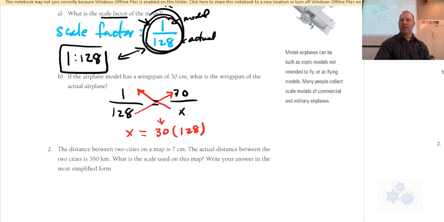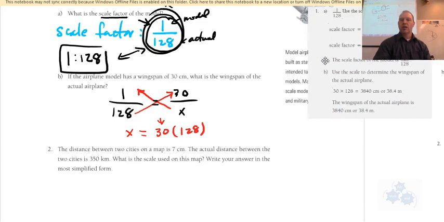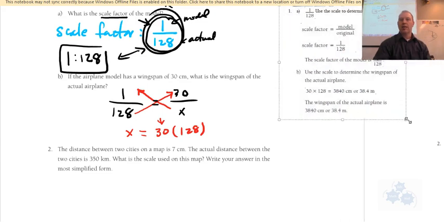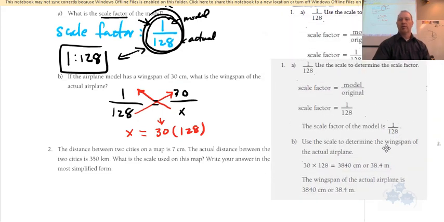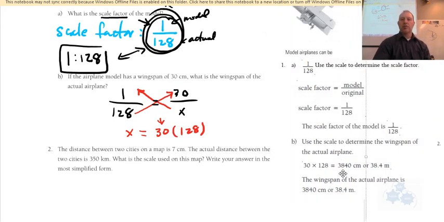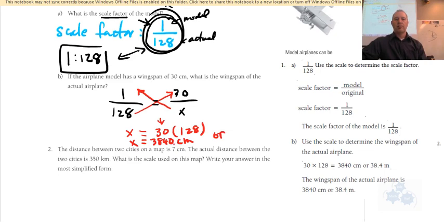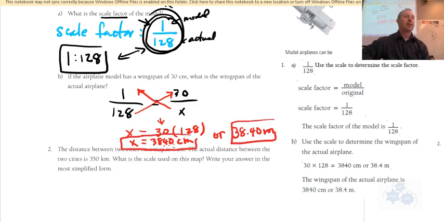Now I do have the actual answers over here on the side. So here's the actual answer and some work for 1A and 1B. Okay, so I'll let you take a look at that as well. So you just multiply through and you get 3,840 centimeters. 3,840, and you will need your units there. Or you can move the decimal place back twice and write it as 38.40 meters. So either one of these two would be fine for B. Okay?